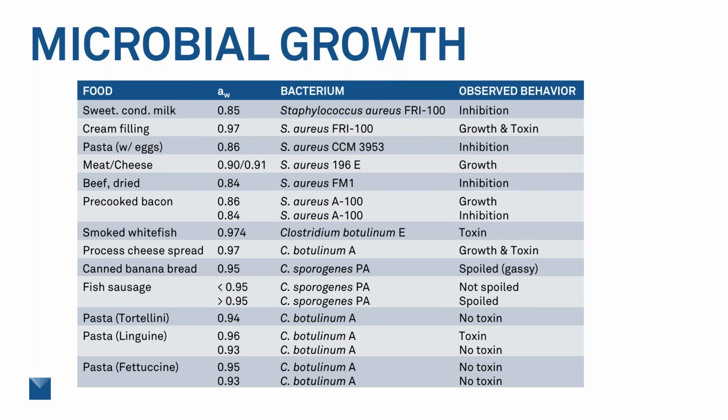I wanted to point out that pre-cooked bacon towards the middle there, you can see at 0.86 that there is growth for that strain, but at 0.84 there is not. You'll see that it's inhibited. That's a really small difference in water activity, but it illustrates, and you can also see as you go up that list, that anything at 0.85 or above is the difference between growth or inhibition.